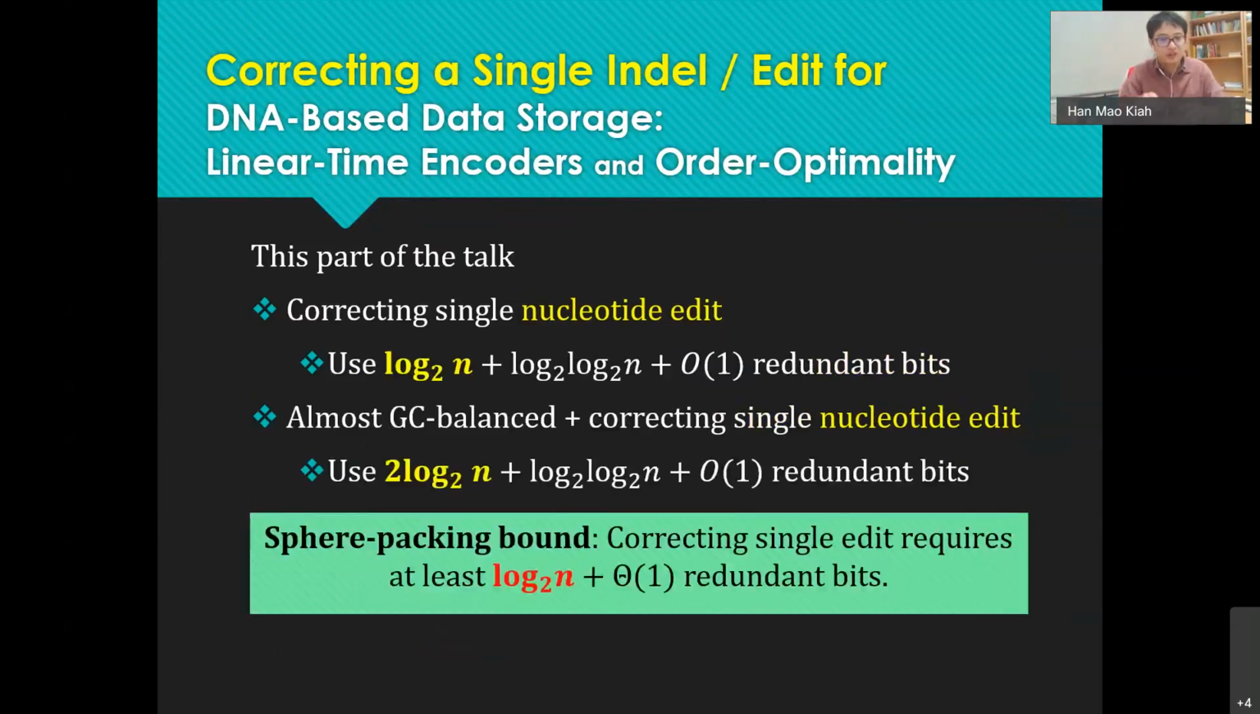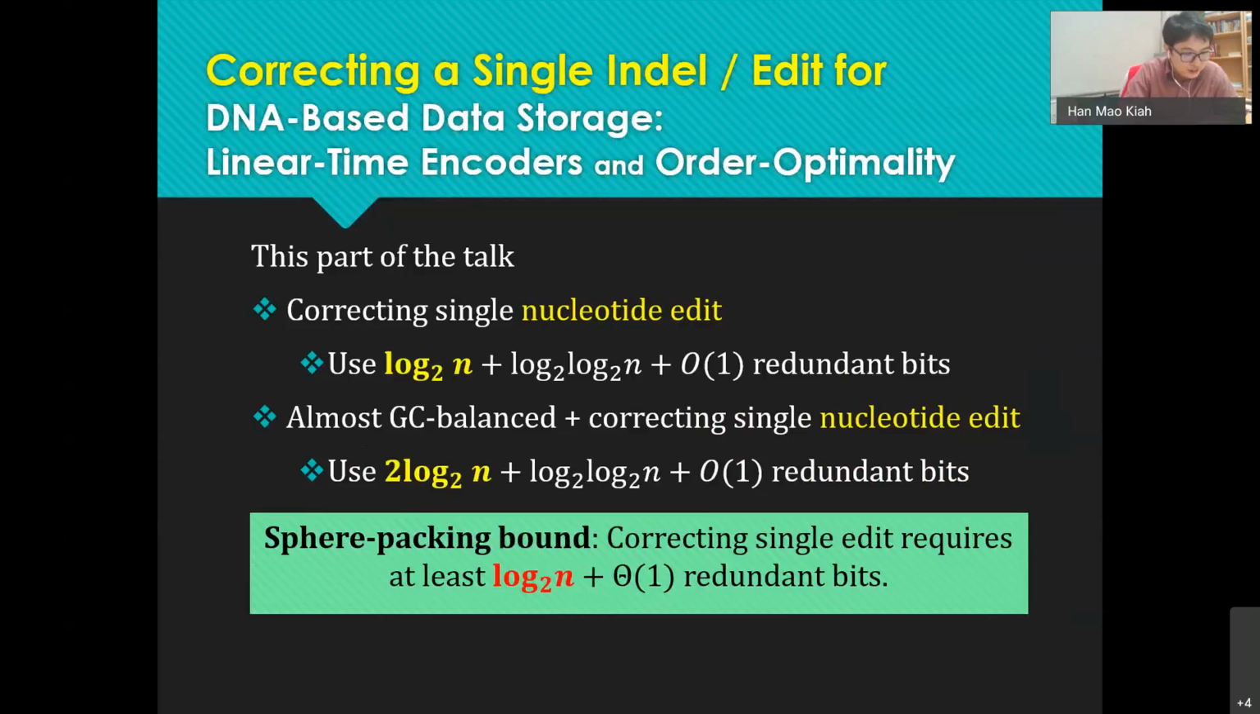Now, before I go into detail on the construction itself, let me highlight what we achieve in terms of redundancy. To correct a single nucleotide edit, we use log n redundant bits. To correct a single nucleotide edit with the GC constraint, we use 2 log n redundant bits. Now, the usual sphere-packing bound requires at least log n redundant bits. So what we have here is almost optimal in terms of the redundant bits.